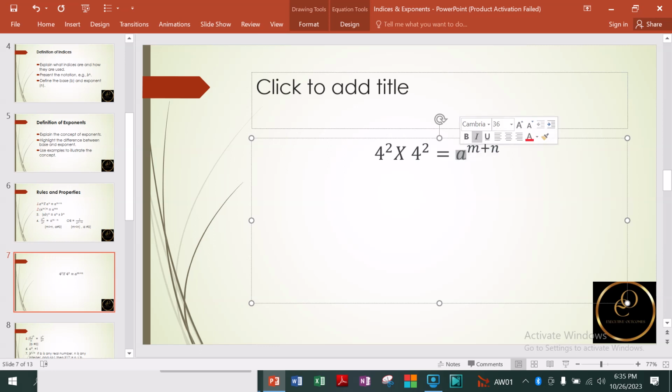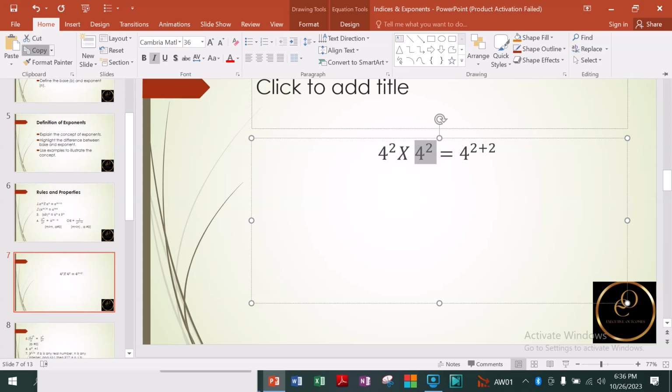So what it means here is there is a common base of 4, which you put here. Then you just add the two powers. The first one is 2, plus 2. So that's what you have, which is going to give you this one.